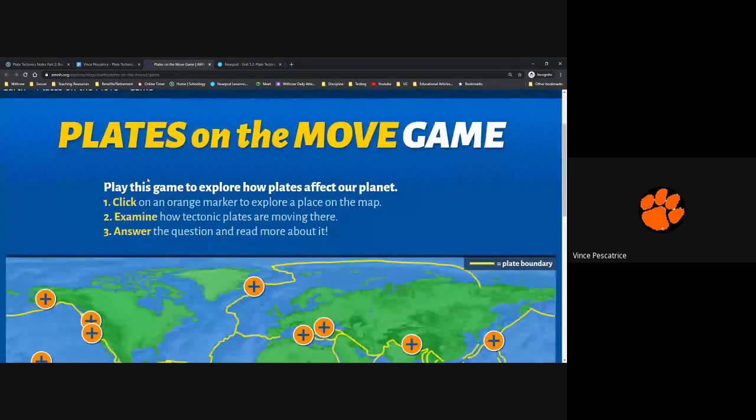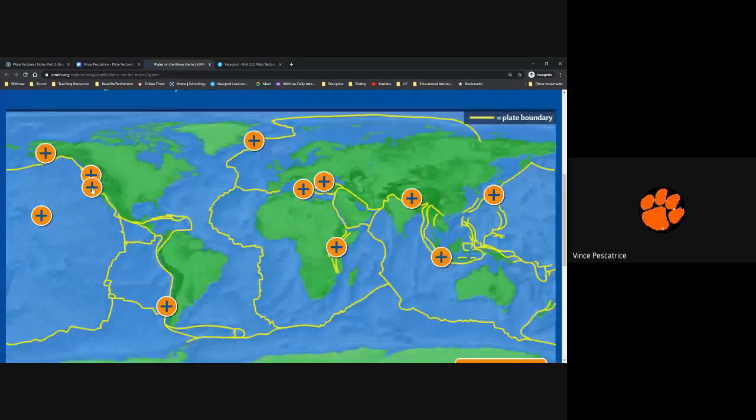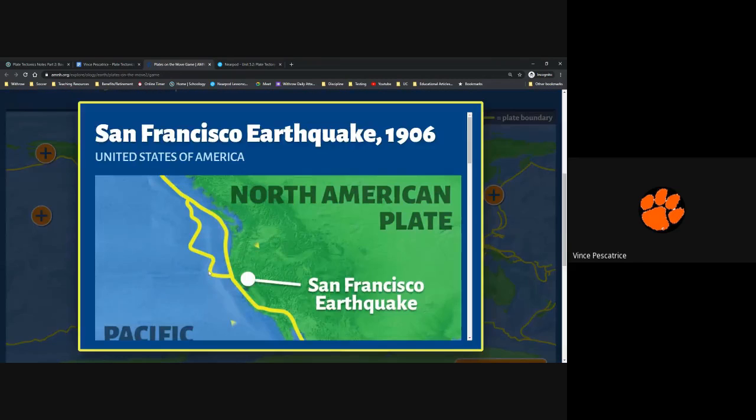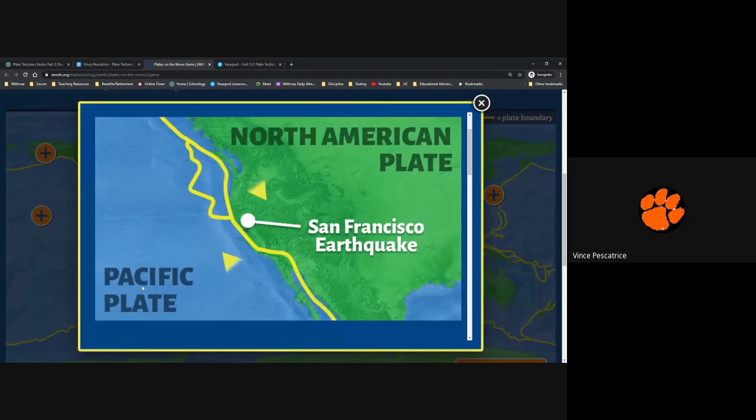So it says click on this game to explore our planet, examine the tectonic plates, and answer the questions to read more about it. So how we're going to do this is, when you click on these, you're going to answer all of these questions. When I click on the plus, you're going to see arrows moving. All right, so you have the North American plate and the Pacific plate, and you can see them moving past each other here, left to right.